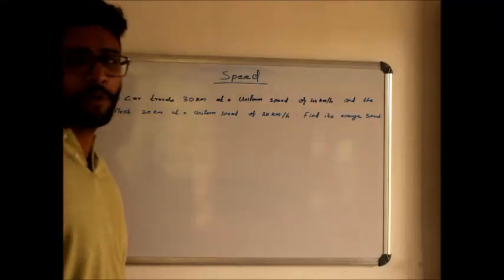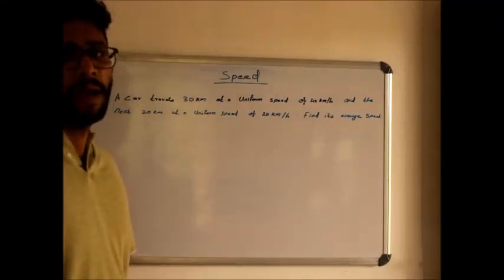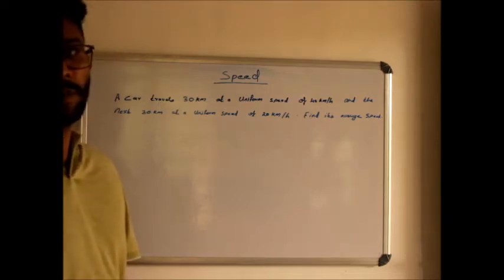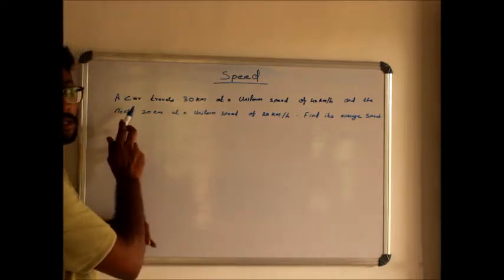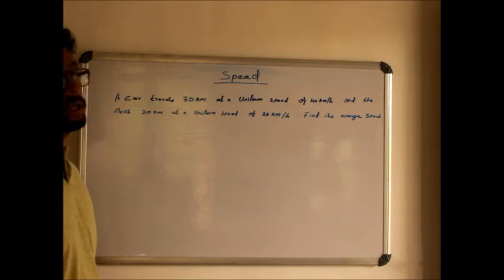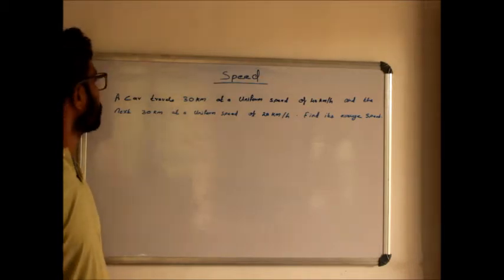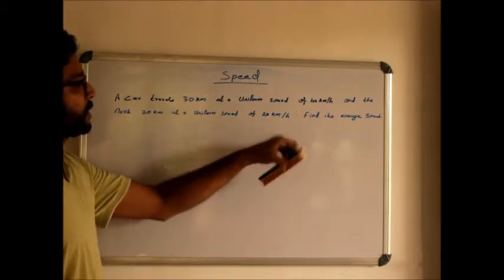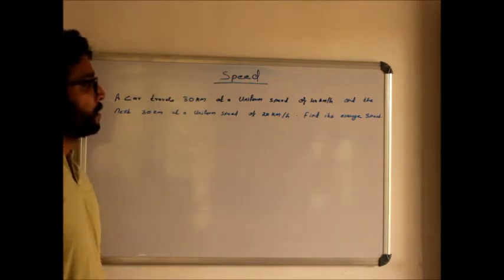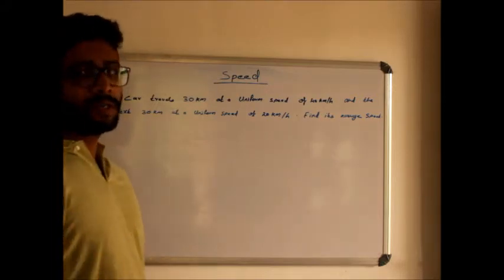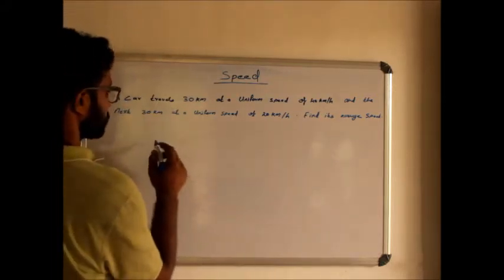Now we are going to do a problem based on speed. The question given is: a car travels 30 km at a uniform speed of 40 km per hour and the next 30 km at a uniform speed of 20 km per hour. Find its average speed. So the total distance traveled is 60 km.